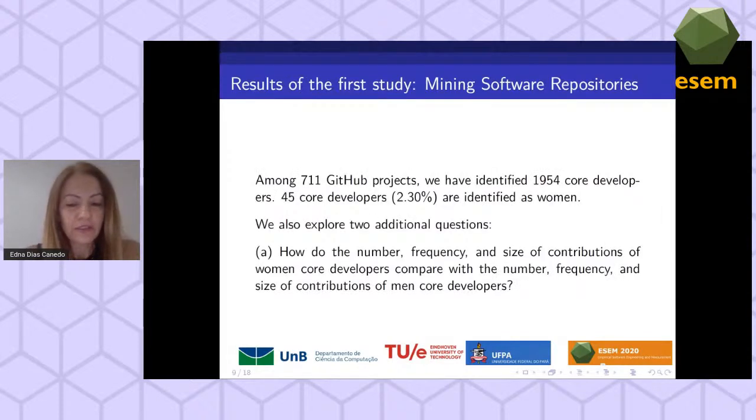Among 711 GitHub projects, we have identified 1,954 core developers. 45 core developers are recognized as women, while 1,717 are recognized as men. We found women core developers in 37 projects.